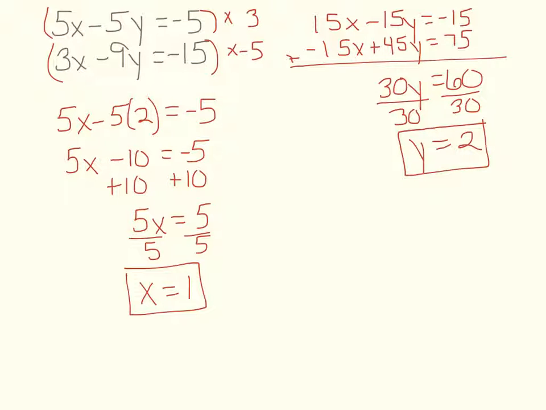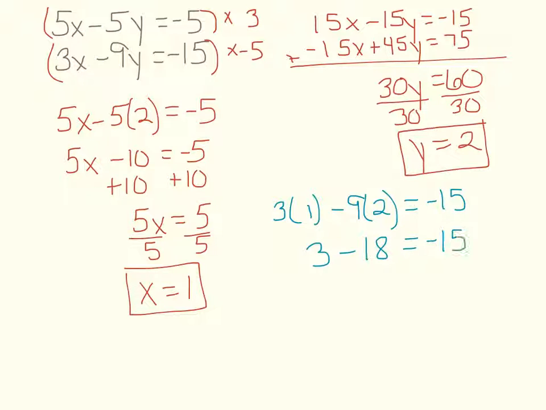Now I'm going to plug x and y into the other equation to check it. So 3 times 1 minus 9 times 2 equals -15. 3 times 1 is 3. 9 times 2 is 18. And then 3 minus 18, question mark because we're checking, would be -15. So that one checks also.